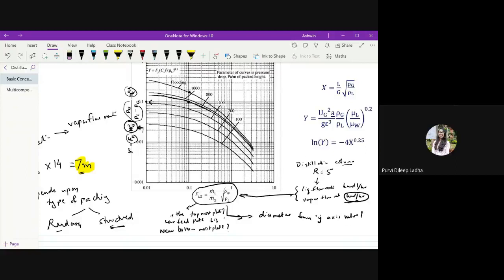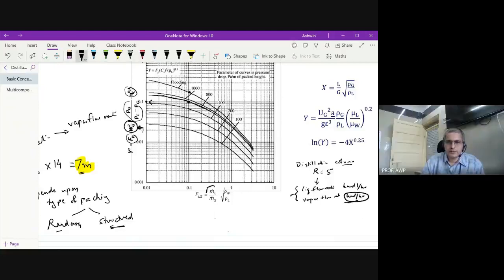Hello? So I'm not understanding. Okay, what is this? Have you seen this in your Coulson Richardson book or Treybal book or something like that? This is the mass flow rate of liquid divided by mass flow rate of gas, multiplied by square root of rho g by rho L. Do you agree with that? Yes, sir. Now you tell me whether this ratio will be high near the top of the column, near the middle of the column, or near the bottom of the column. Where will this ratio be high?